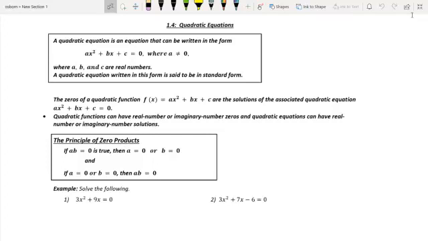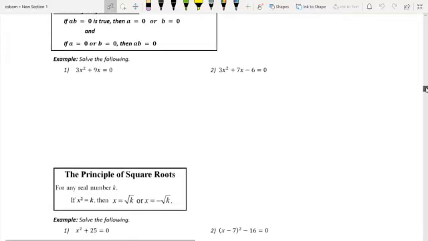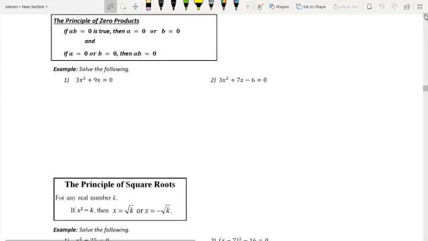solutions. So the first thing we're going to look at is the principle of zero products, which states that if a times b equals 0 is true, then a equals 0 or b equals 0. Similarly, if a equals 0 or b equals 0, then a times b has to equal 0. So we're going to use the principle of zero products to solve these first two examples.